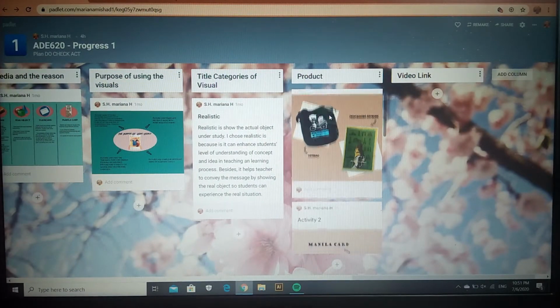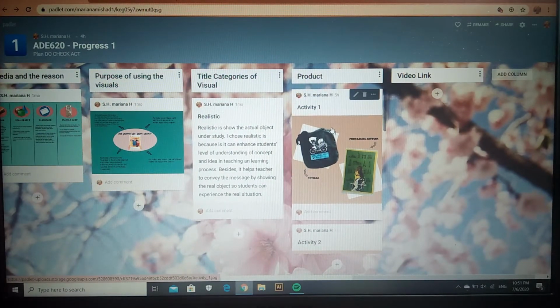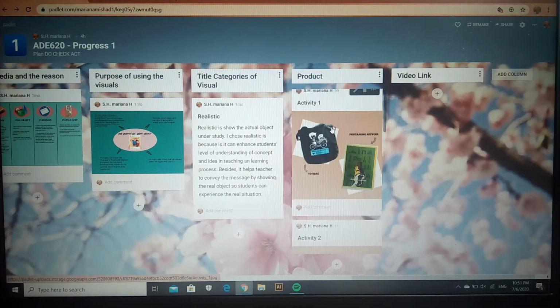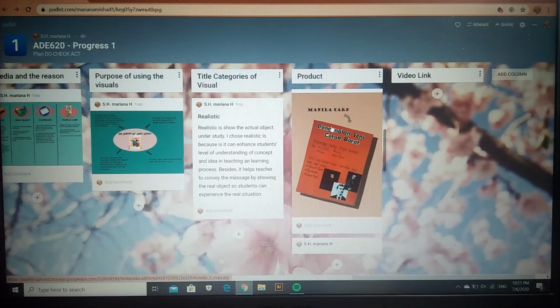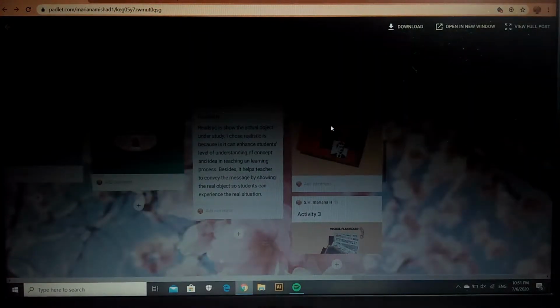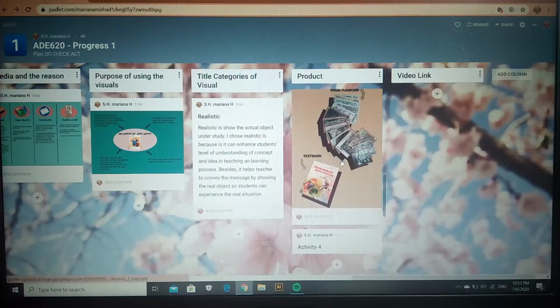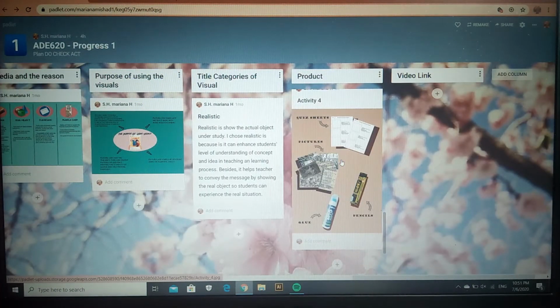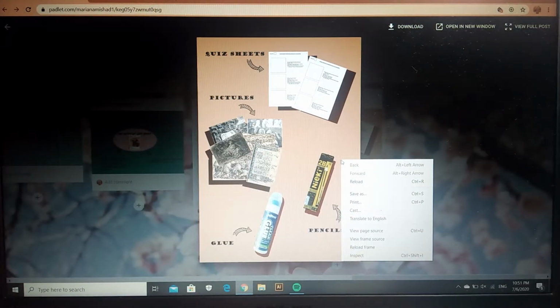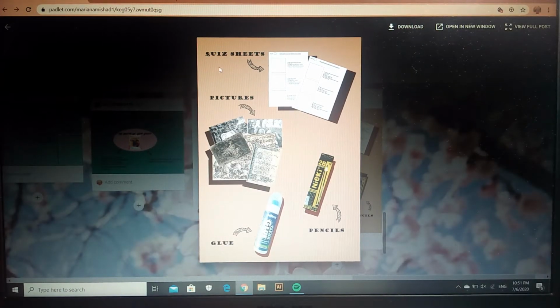Lastly is the product. The product is the same as what I use in all those activities. Here you can see the Manila card that I already wrote on and attached some pictures. Next are the flashcards and textbooks, and these are the materials that I use for quiz sheets, pictures, glue, and pencils.